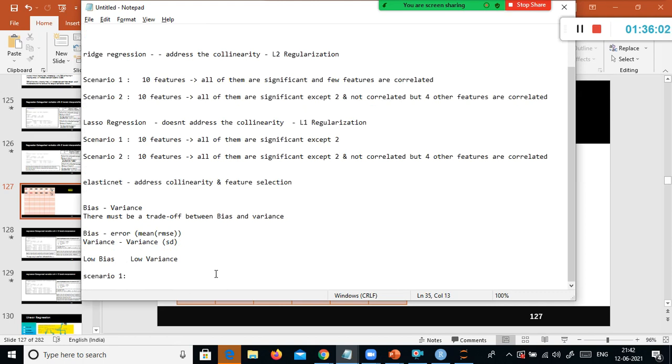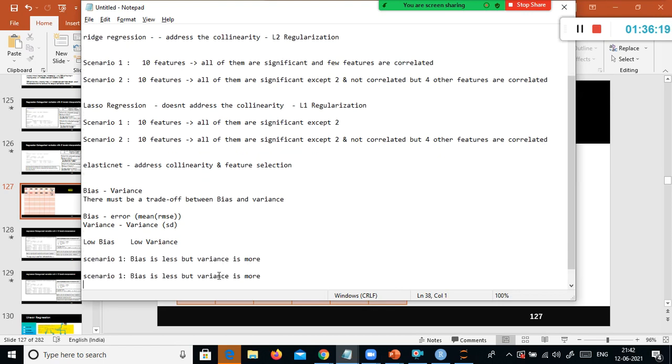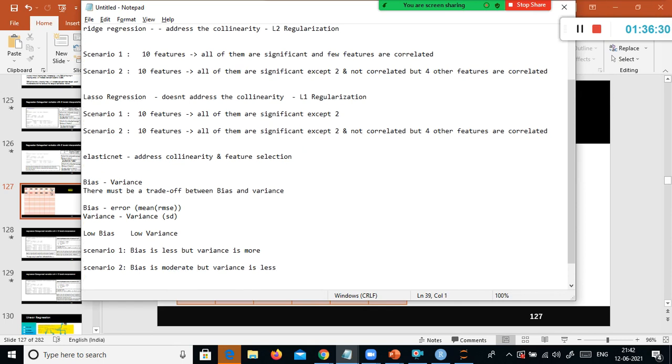Scenario 1: bias is less but variance is more. Scenario 2: bias is moderate but variance is less. In these 2 scenarios, which one do you prefer?